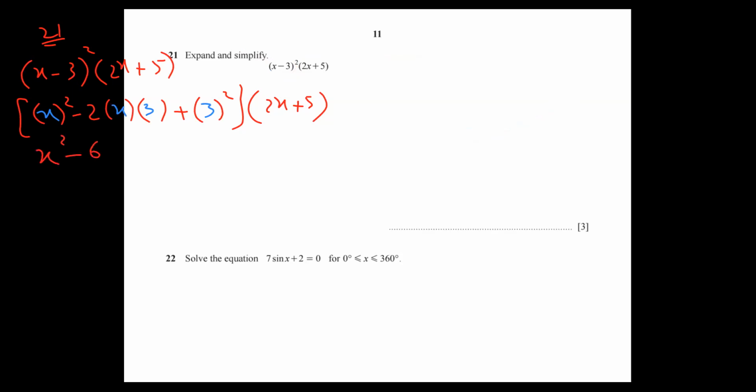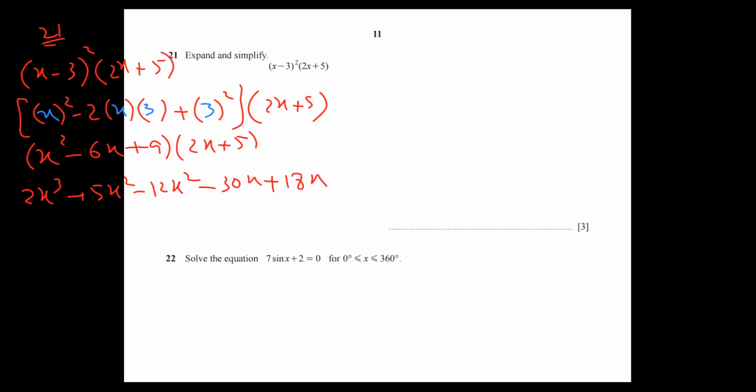x squared minus 6x, 3 2s are 6 into x, and then I'm going for 3 squared, 9, and 2x plus 5. This is also newly added in our syllabus. x squared into this, if I multiply, what do I get? 2x to power 3. x squared into 5, I get 5x to power 2. 6x into this, I get negative 12x to power 2. This into this, I get negative 30x. 9 into 2, 9 2s are 18x. And 9 5s are 45.